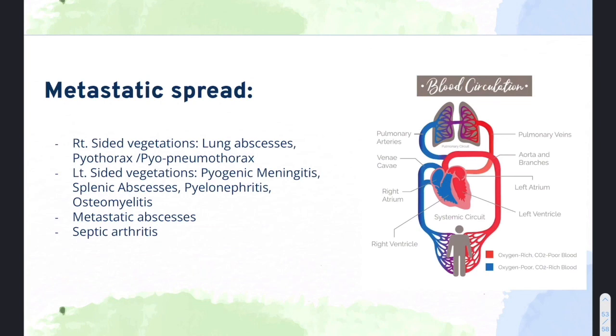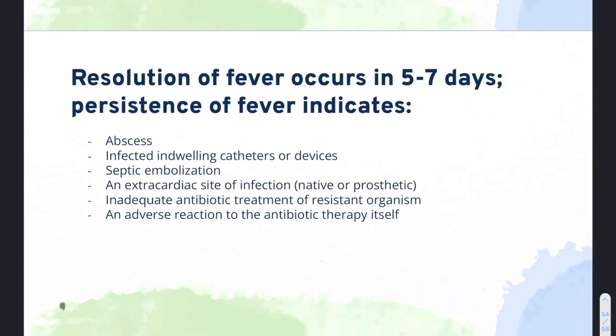If the disease was left-sided, the vegetation would travel to the rest of the body, leading to pyogenic meningitis if it reaches the brain, splenic abscess, or pyelonephritis. And there could be osteomyelitis, which is inflammation and swelling that occurs in the bones. There might be metastatic abscess and septic arthritis. We have finished the complications of infective endocarditis.